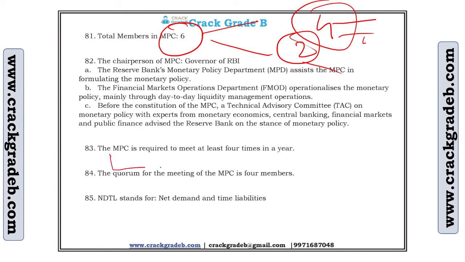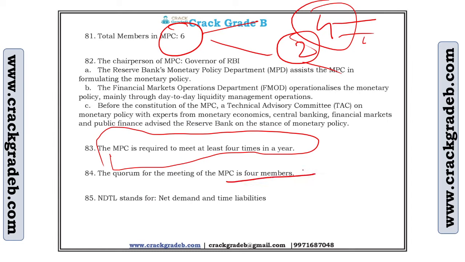So MPC is required to meet at least 4 times in a year. So actually it's bi-monthly. हर 2 month में एक बार होता है. वो कुछ 6-7 तारीख को there will be a meeting, and 8-9 तारीख को they will come and tell them what has happened in the MPC. That's it. The quorum of the meeting MPC is 4. Minimum 4 members have to be present, including the governor.